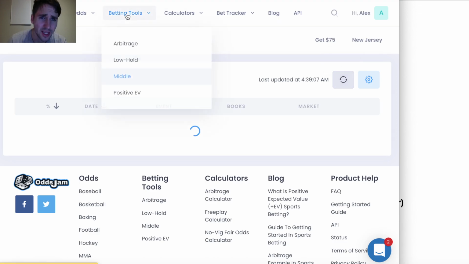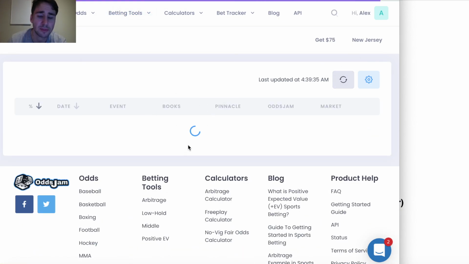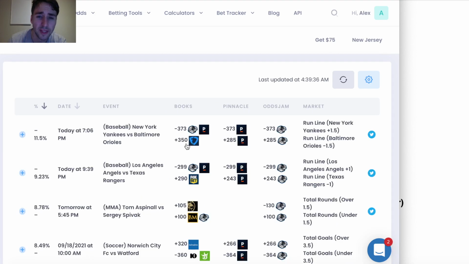So that's middles. Again, if you like OddsJam, check out the positive expected value features as well. We display line discrepancies versus Pinnacle Sportsbook and BookMaker Sportsbook, the two sharpest sportsbooks in the world, and we show you big line discrepancies. So here we can see Orioles minus 1.5. That's only plus 285 odds on Pinnacle Sportsbook, arguably the sharpest sportsbook in the world, but you're getting plus 350 on FanDuel. That's some insane value, 11.5% expected value.